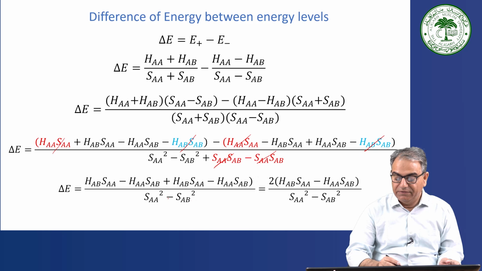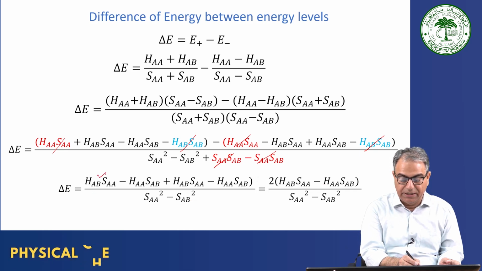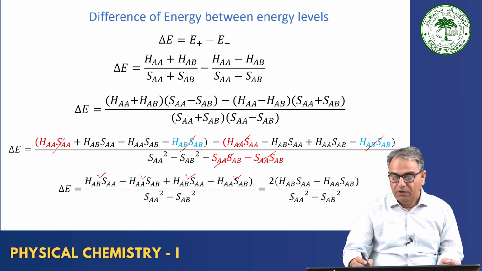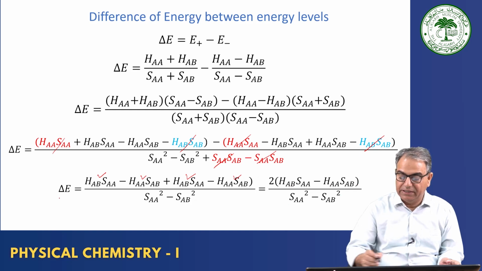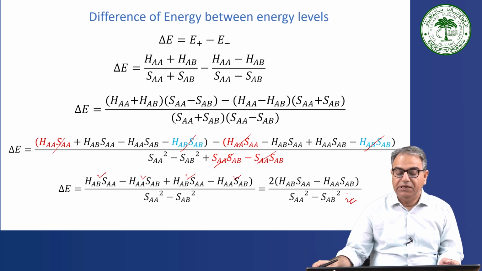Okay, and when you take this, look at this one, HAB, so 2 HAB, and you have minus HA SAB, 2 HA. So 2 multiplied by HAB minus HA divided by SA square plus SAB square. So this is the delta E value which we obtain when we subtract E minus from E plus.